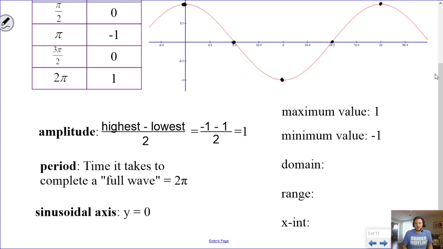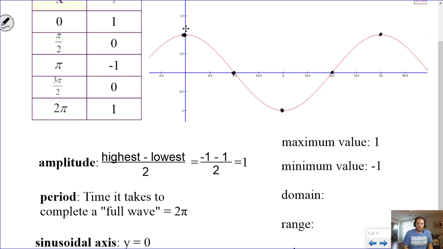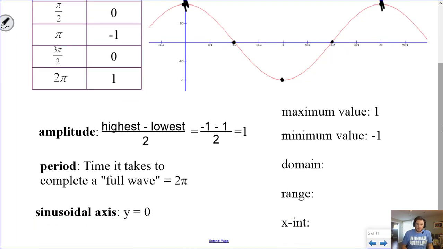The time it takes to repeat the pattern, so to go from here at 1 and then go back to y equals 1, is 2 pi units. So again, it has a period of 2 pi. Maximum value is still +1, minimum value is still -1. And my domain and range is also the same, right?